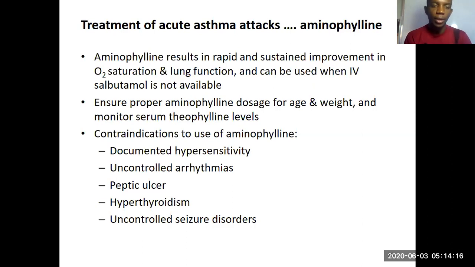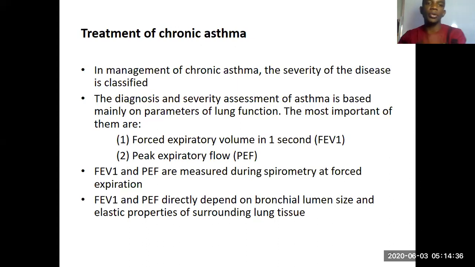Now these are the contraindications of using aminophylline, despite it being a very good drug in the management of this condition. If there's documented hypersensitivity, uncontrolled arrhythmias, peptic ulcers, hyperthyroidism, or uncontrolled seizure disorders, we're not going to administer aminophylline in those cases.